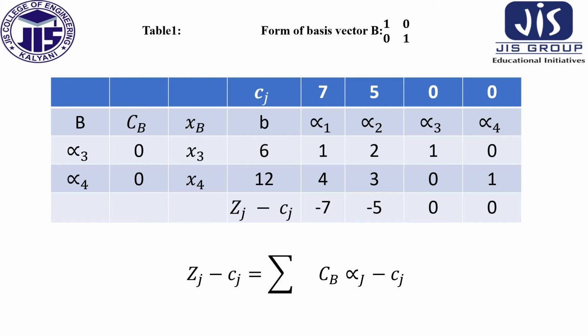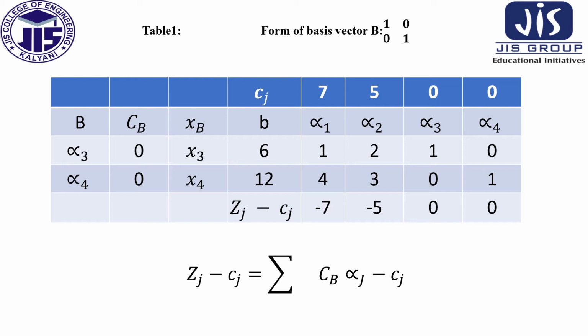So xb. How can we calculate the xb? In the B column, alpha 3 is the coefficient of which variable? X3, and alpha 4 is the coefficient of the x4 variable. This is x4. The table is over. Now we have to calculate the zj minus cj.